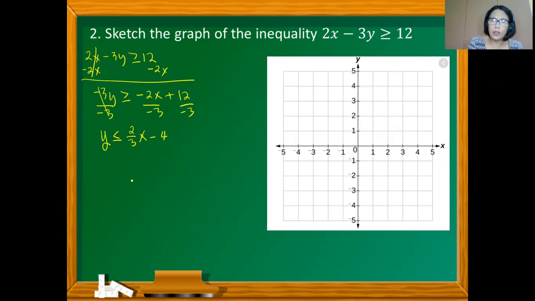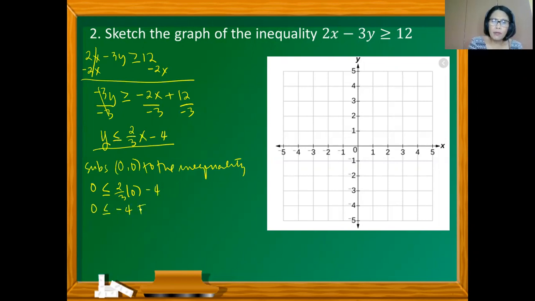So we're going to do the test point. We can make use of this inequality or this. Either will be considered correct. Now, substitute 0, 0 to the inequality. And then we have 0 is less than or equal to 2/3 times 0 minus 4. So we have 0 is less than negative 4. And it's a false statement. Again, 0 is always greater than any negative integers.